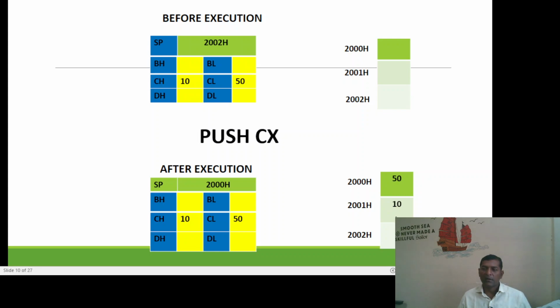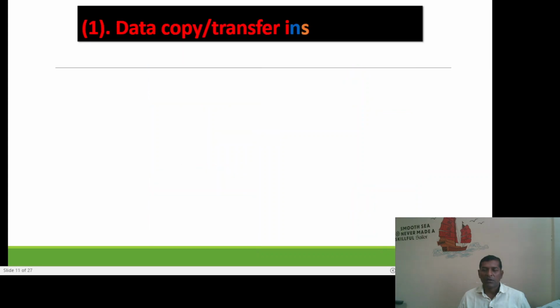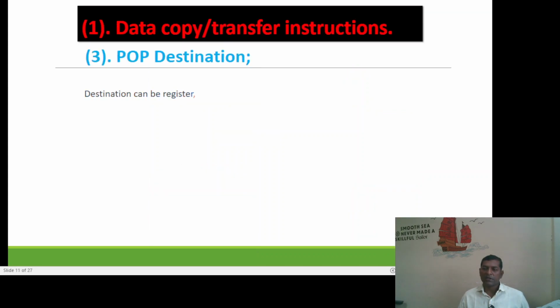Whereas now the stack pointer has been decremented. Again, the contents of the lower register CL, 50, will be copied into the data structure known as the stack. Then the stack pointer is decremented and here the stack pointer is now pointing to 2000H. This is how the stack and stack pointer instructions work.